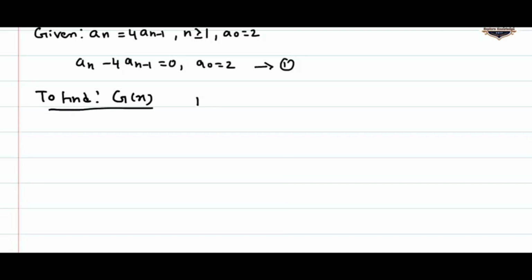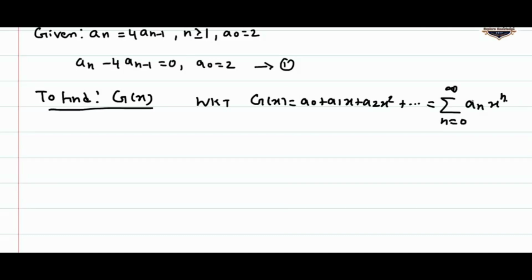So we know what the G of x formula is. G of x is nothing but the generating function of the given sequence, that is G of x = a_0 + a_1 x + a_2 x^2 + etc., which is equal to the summation n = 0 to infinity of a_n x^n. This is called the G of x formula. Okay, so now we are going to find G of x by using the given equation.